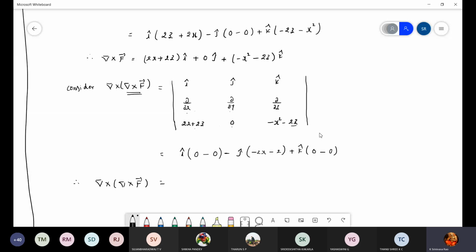So finally, curl of curl f equals, you can write in symbolic form or in word form, the i component is 0, and minus j into minus 2x minus 2. You can take minus common and make it plus. You will get 2x plus 2 into j cap, and the k component is 0 again. So there is no unit vector in terms of i and k, you get just one vector: 2x plus 2 j cap. Got it? So this is the solution.